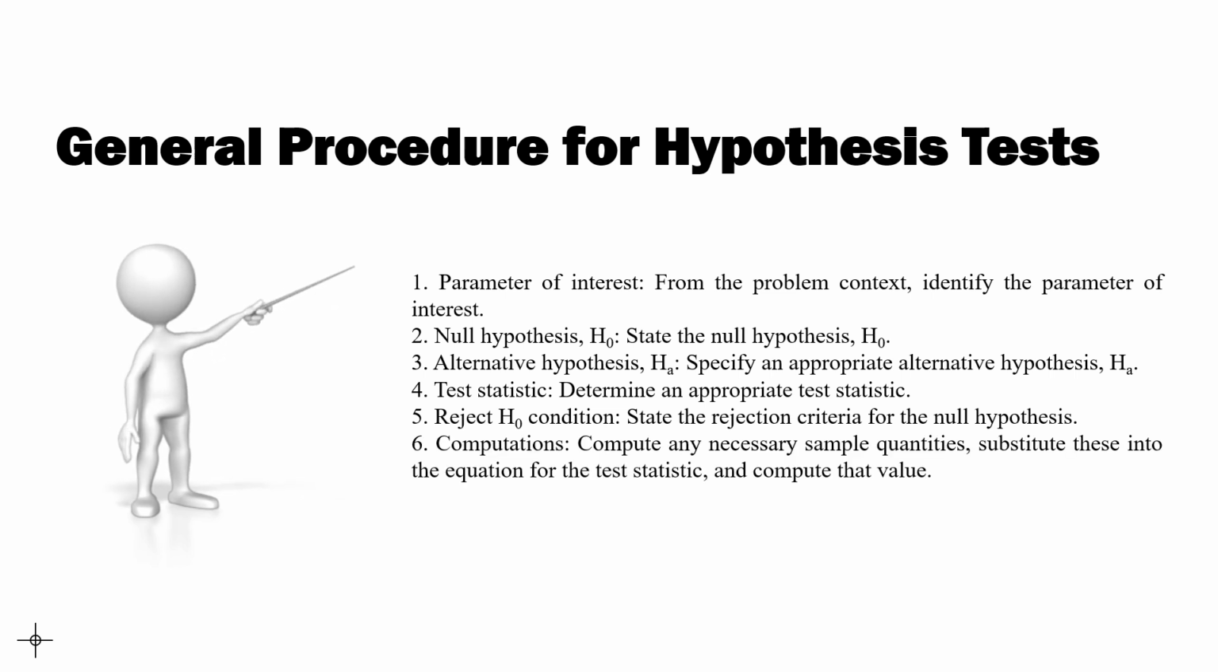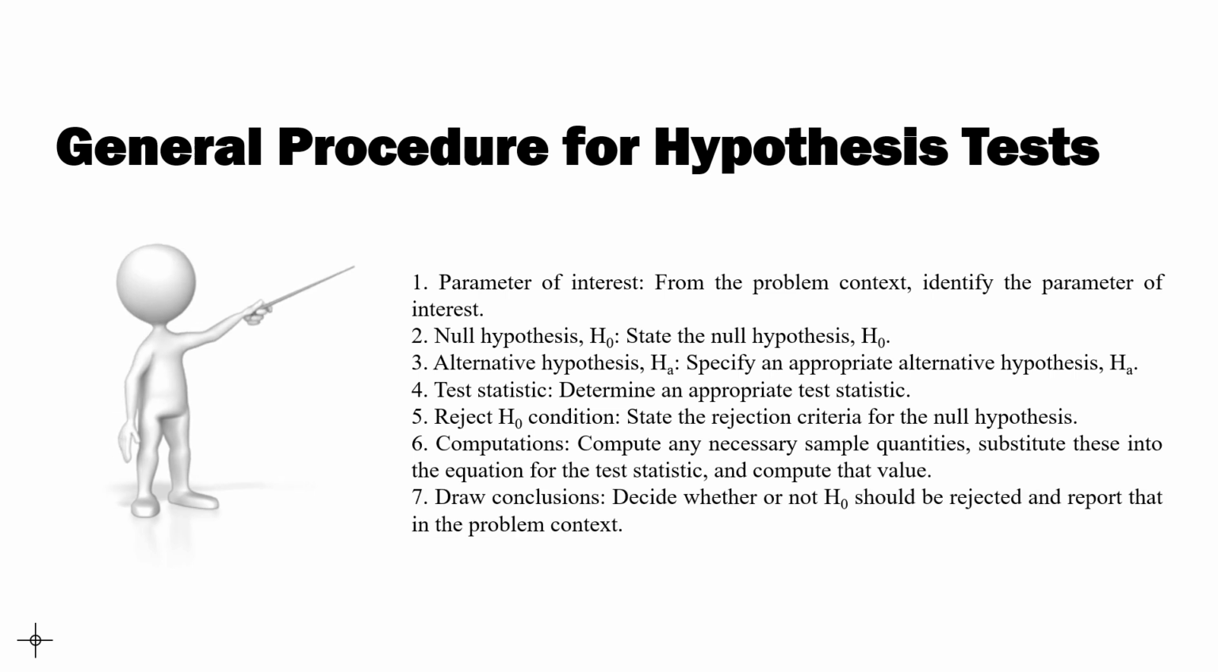Step 6. Computations. This step involves calculating the necessary sample statistics and substituting them into the formula for the test statistic. Step 7. Drawing a conclusion. Based on the comparison of the test statistic to the critical value or comparing the p-value to alpha, we make a decision about whether to reject or fail to reject the null hypothesis. We need to also interpret this decision in the context of the original problem.